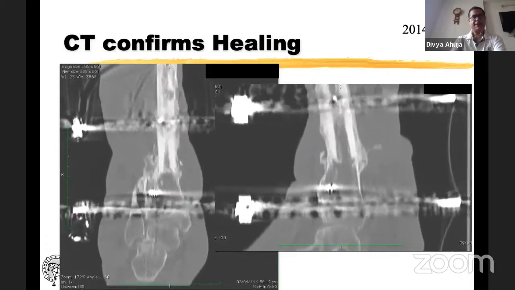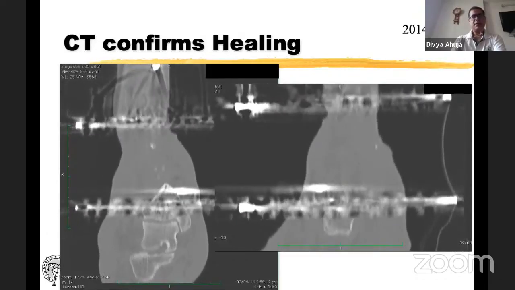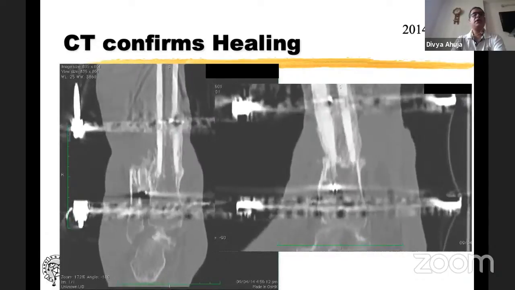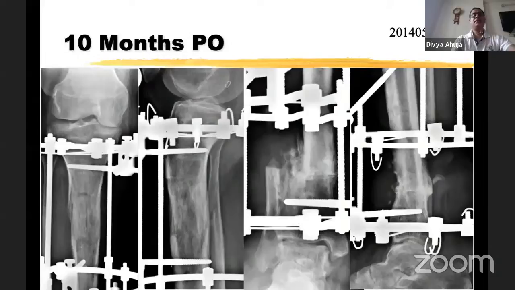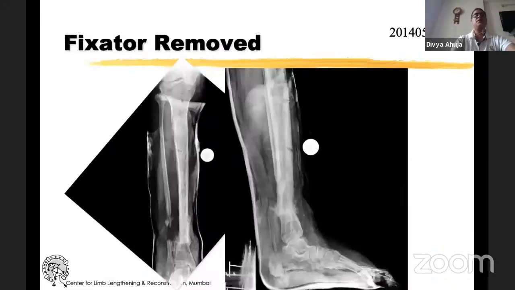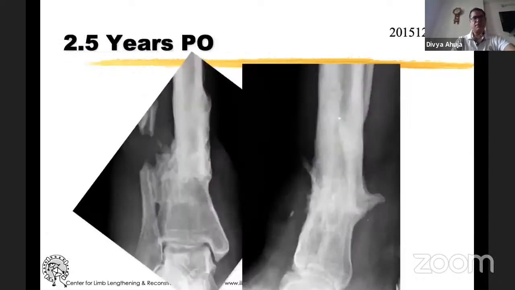So we did a CT scan to confirm the healing at the docking site, and from then just kept the fixator on as a precaution and let the regenerate solidify. At 10 months, everything had healed well, and functionally there was some range at the ankle, so the fixator was removed and we protected him in a slab initially and then gave him a brace. At 2.5 years, it's all well.